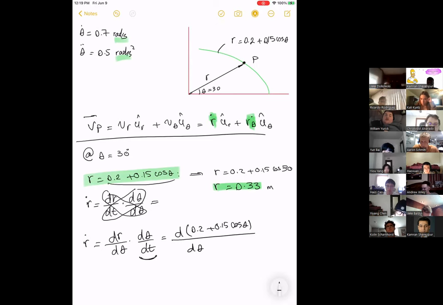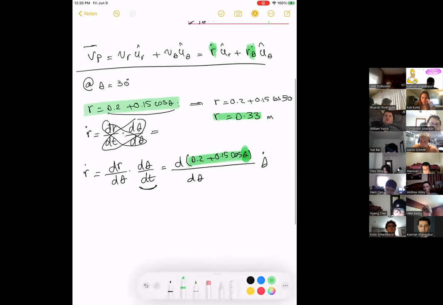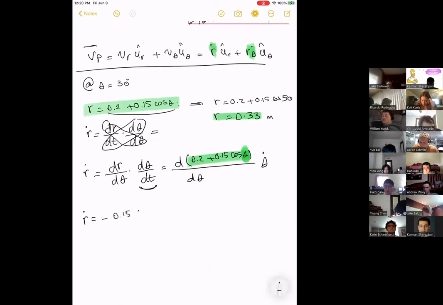I'm not looking for the magnitude. It's technically theta dot, right? So I can write it like that. Now, you see, this function depends on theta. You can take the derivative with respect to theta. If I do that, my R dot is going to be minus 0.15 sine theta times theta dot. Correct? Because 0.2 is constant, it doesn't have a derivative. And the derivative of cosine theta is minus sine theta. That's what you get.